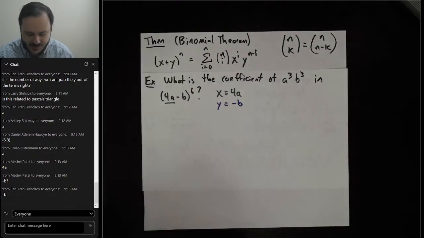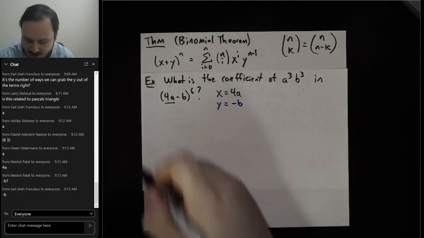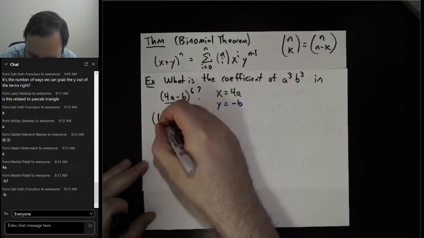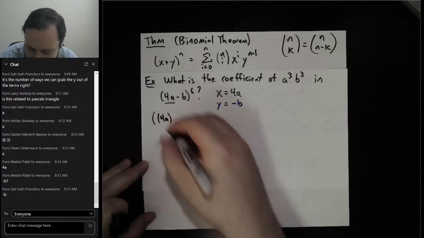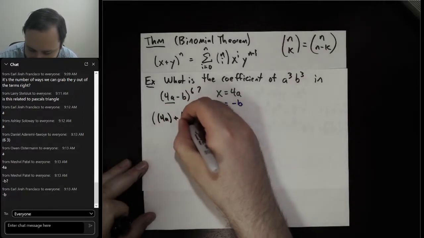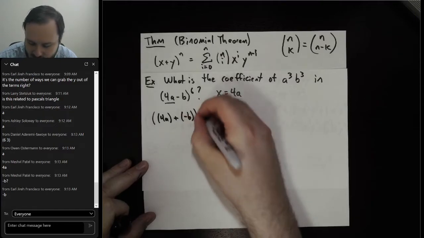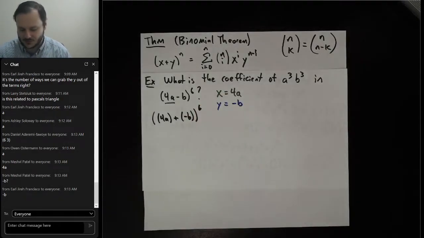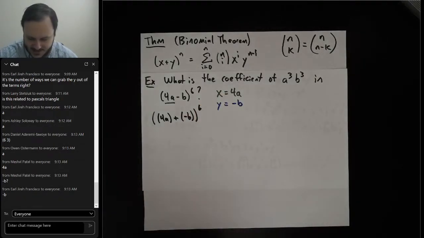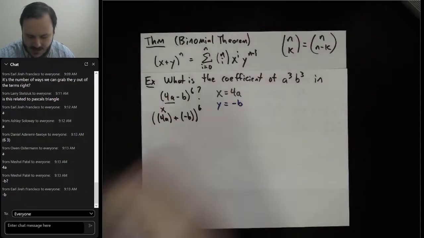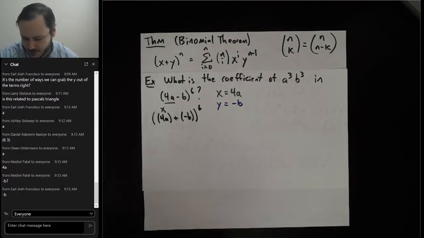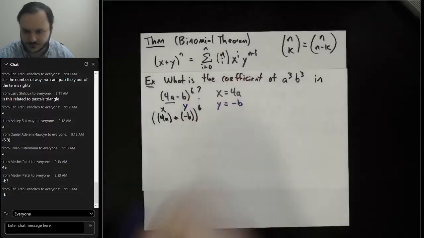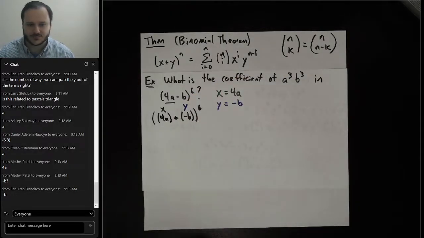How do I write this in a way that makes this match up? I need to write this as 4a plus negative b, all to the 6th power. And now this gets to be my x, and this gets to be my y. And now I can use the binomial theorem.